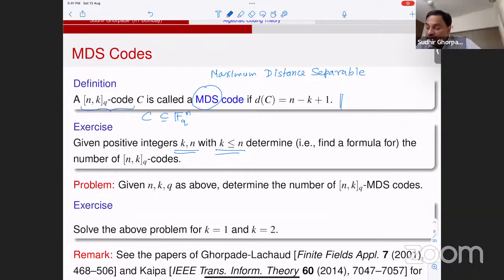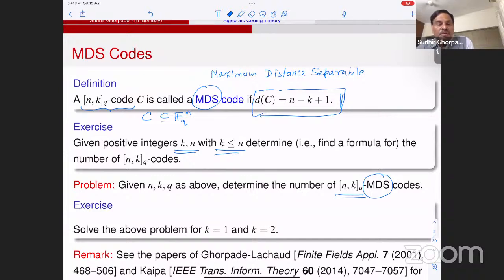That's a nice problem, which is really a question of linear algebra. How many k-dimensional subspaces does the n-dimensional vector space F_q to the n have? It's not difficult, and the answer is known ever since Gauss. I'm not going to tell you. But now let us say, in addition to the code being of length n and dimension k, I require it to be MDS. That means I require the minimum distance to be n minus k plus 1. Now you try to find the number of [n, k, q] MDS codes, and that's already a problem.